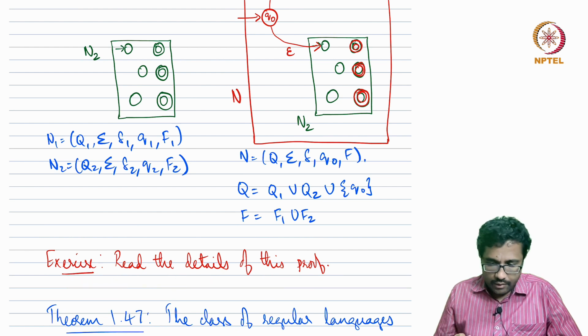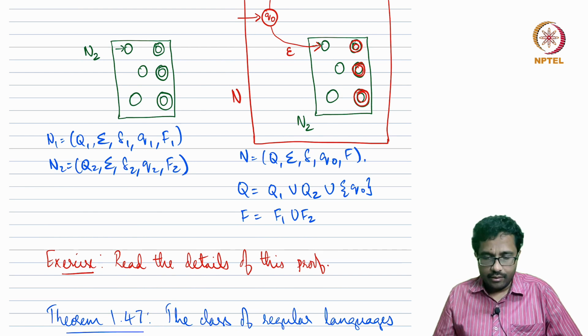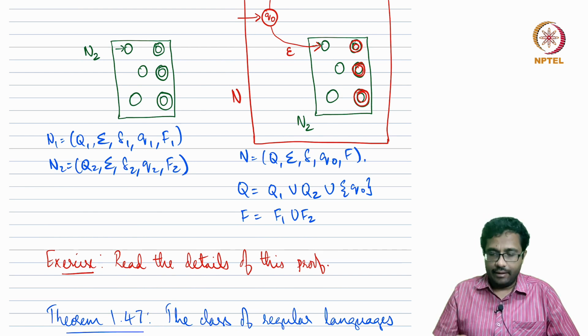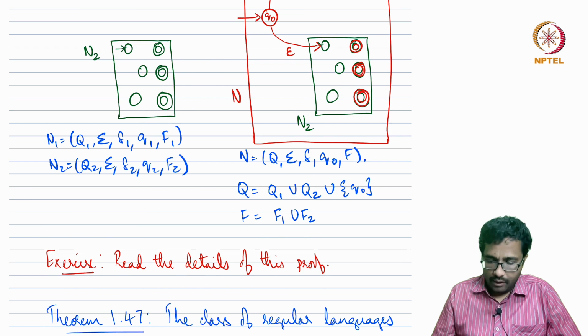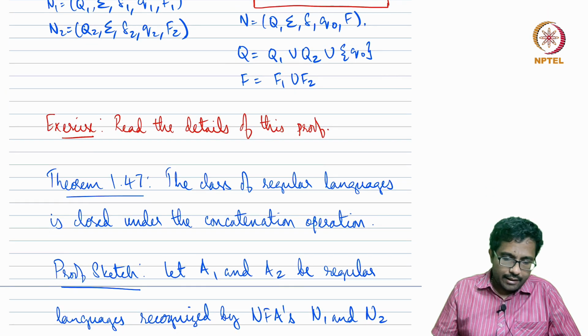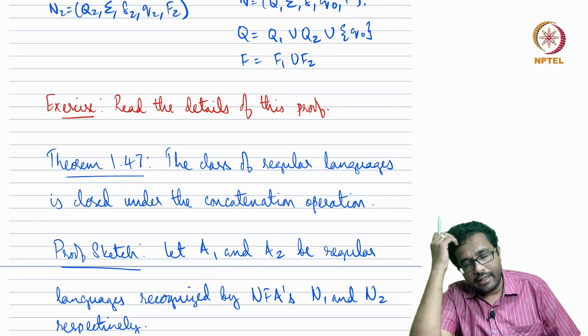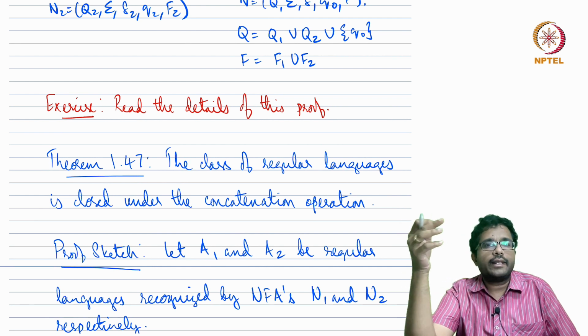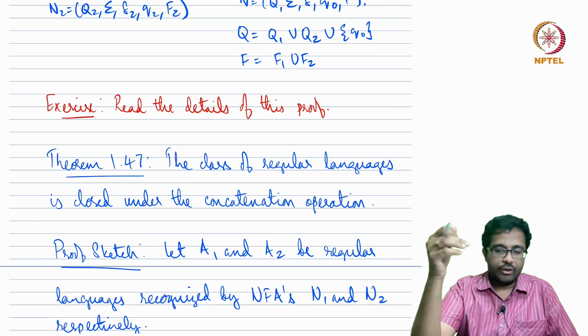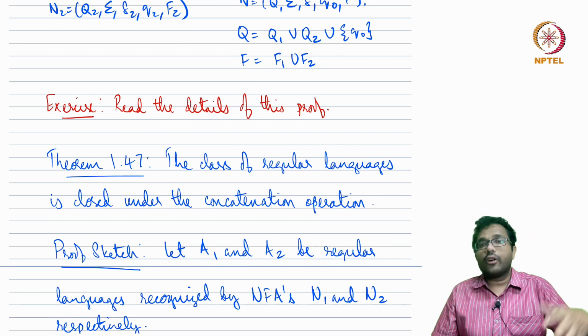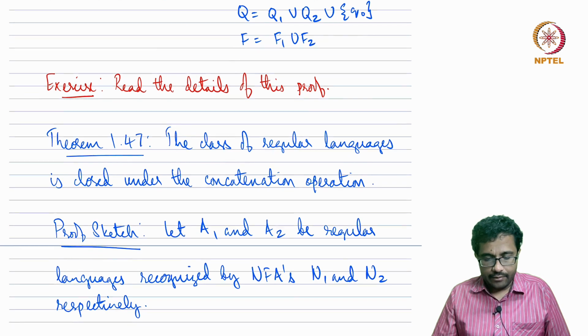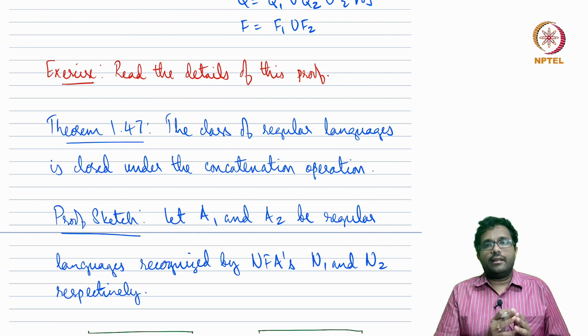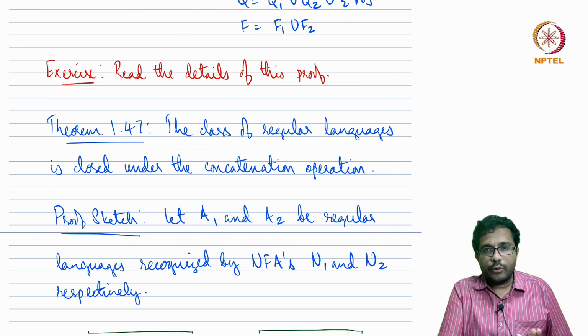Okay, so please go through this and try to understand. The next closure property is closure under the concatenation operation. We just saw the union operation. In fact, we had already seen a proof; this is a new proof using NFAs. So let's see the proof for closure under concatenation.